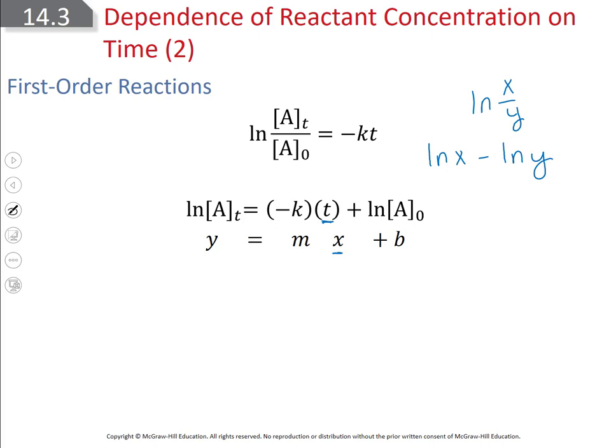If y equals mx plus b, that is the equation for a what? A line. That means that negative k is m. What is m? Slope. So slope is equal to negative k. Natural log of concentration initial is equal to b. What is b? Y-intercept. And our y value is going to be the natural log of A. This should give us a straight line. In other words, if I were to graph the natural log of my concentration versus time, I should get a straight line.